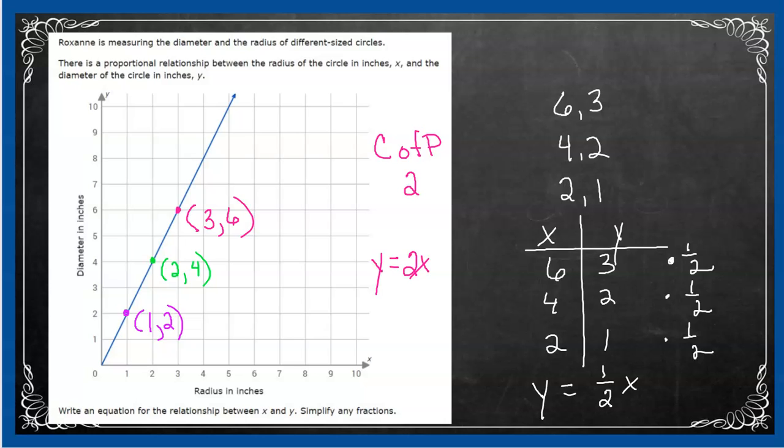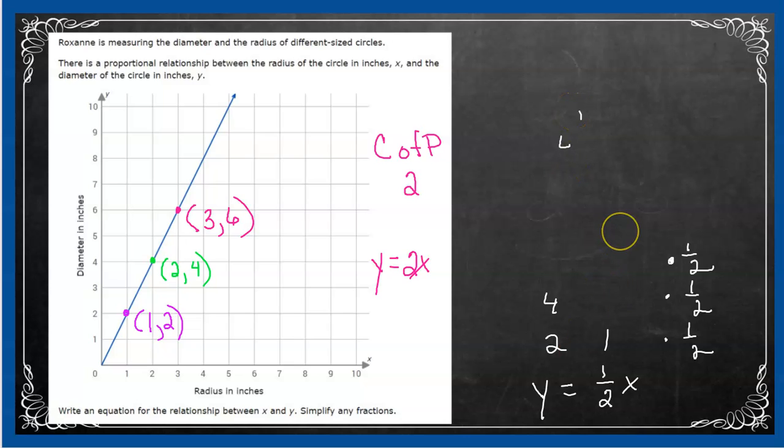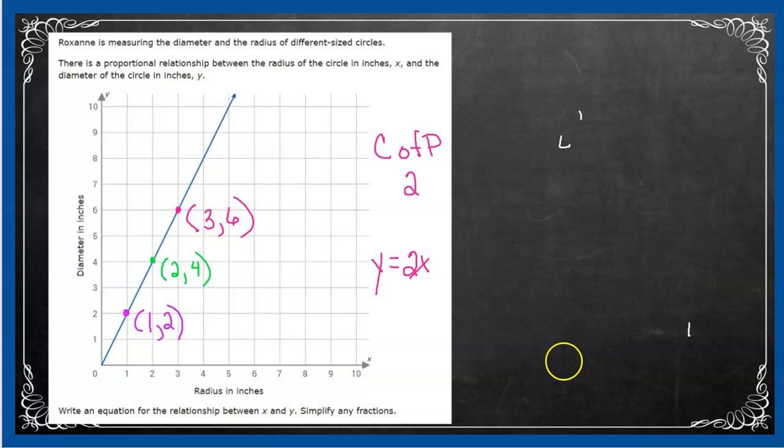I am going to get rid of this part because this is not part of that original problem. I just wanted to give you an example of what your constant of proportionality would look like if those numbers were switched. But let's look at the graph. We've got the graph here.